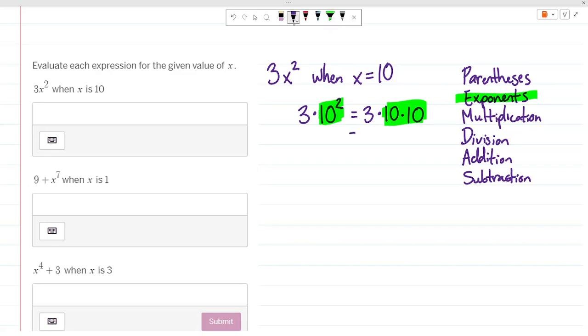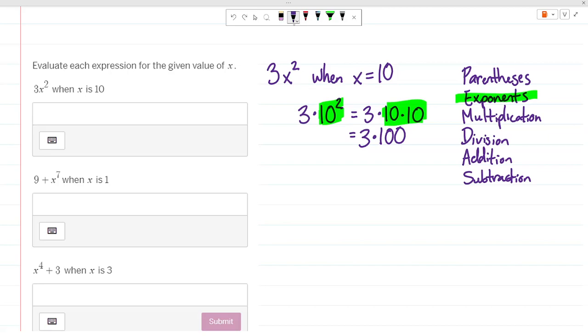Okay, so then it becomes 3 times 10 times 10, and there are several ways that you can evaluate this expression. I'll actually think of it as 3 times 100. So when you do 3 times 100, that'll tell you what the value of this expression would be for that given value of x, and that's the number that you would put here.